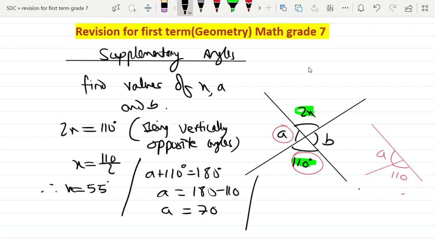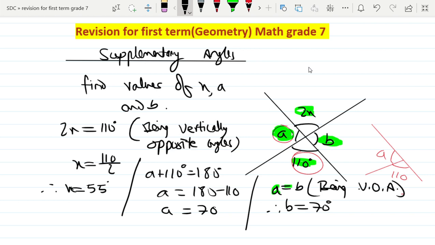And now next is b, which you have to find. Here a and b are also vertically opposite angles. So you say a equal to b. The reason you provide is being vertically opposite angles. I just keep an abbreviation here, we may write it in full. So a equal to b means a already becomes 70, so angle b will also become 70 degrees. So you see here b also equal to 70 degree, right?